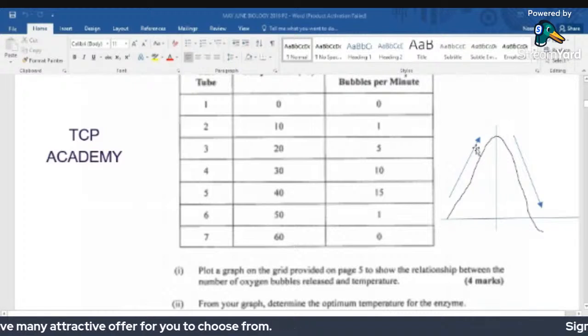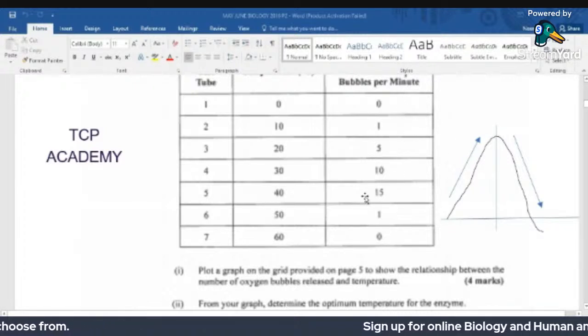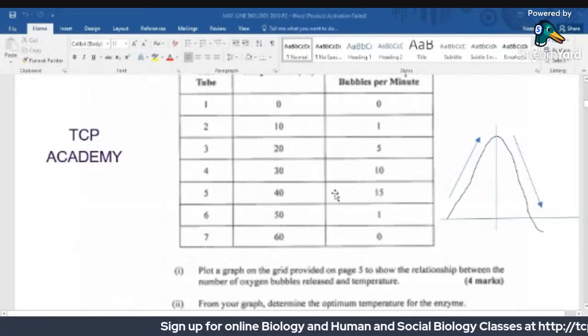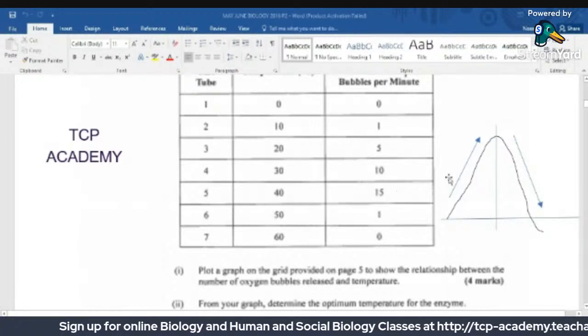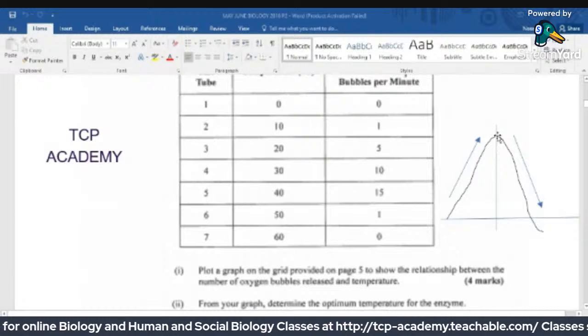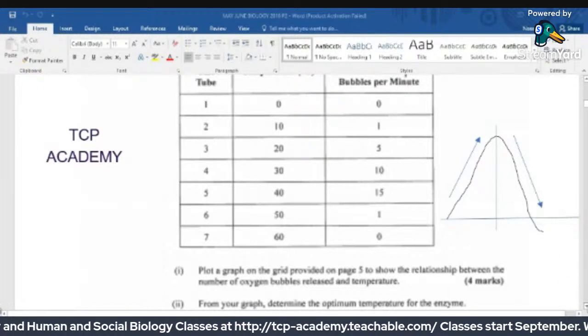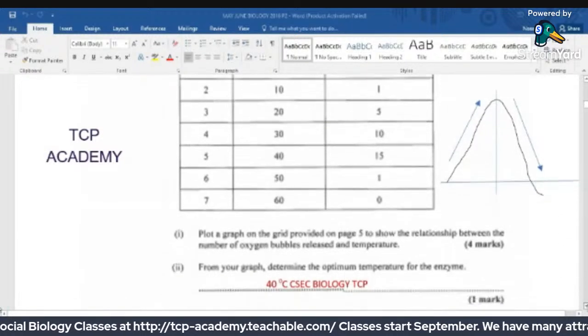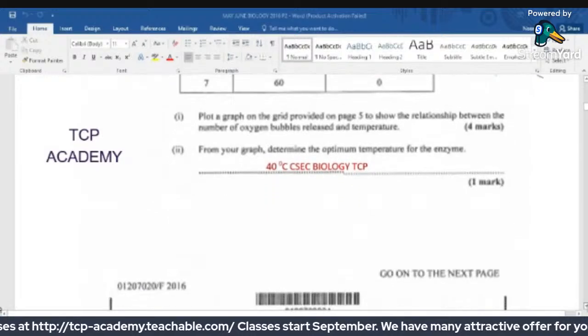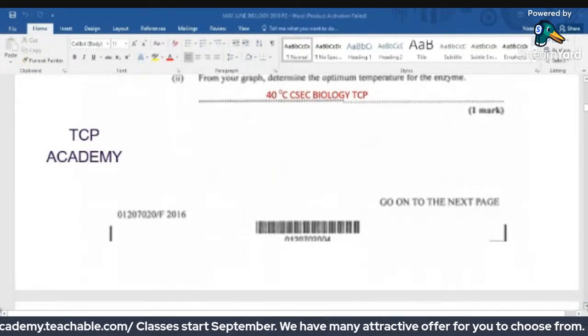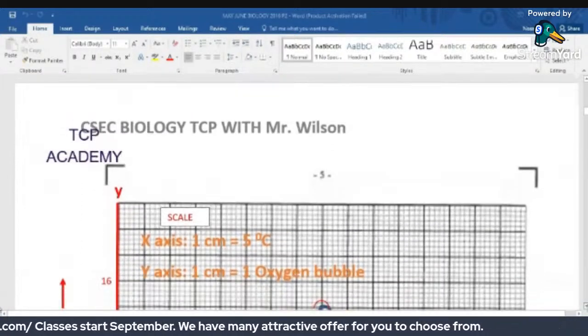And if we want to find that, all we have to do is to look for the highest number of bubbles, and that would have been 15. So it's 15, and the temperature here would have been 40. This is, of course, the optimum, the most efficient point, and that's right there at the top of that graph I've just drawn to explain. So 40 there we have as the answer, 40 degrees Celsius to be specific. The unit is very important.